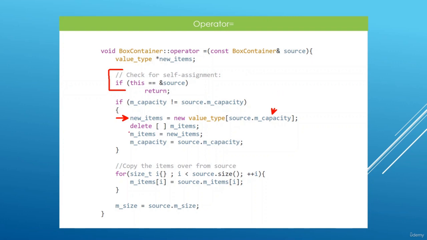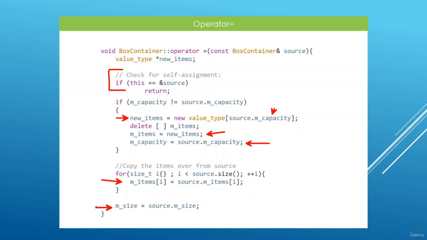And we will delete the current array and make the current array point to the new array. This is what we are doing here. And we are going to upgrade our capacity to be the capacity of the source object here. After that, we are going to copy all the elements from source and store them in our object. And this is how we do that here. And we are going to upgrade our size. This is how we can do this.